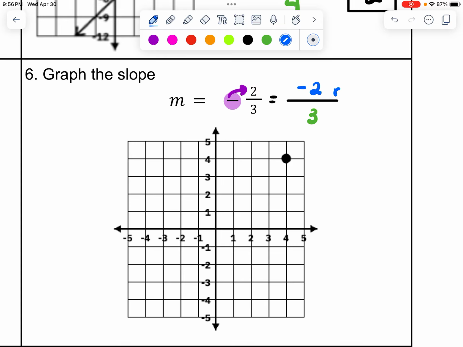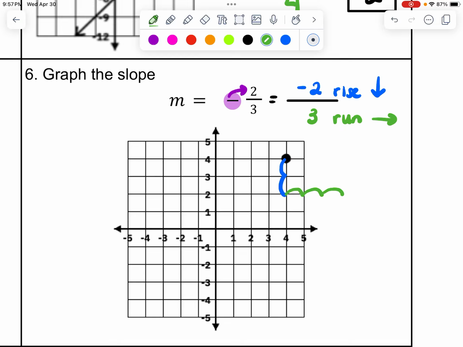Now the top number is my rise. That means we're going to go down 2 spaces instead of up because it's negative. The bottom number is my run, and we're always going to run to the right. We never run to the left. So starting from this point, I'm going to go down 1, 2, and then I'm going to run to the right 3. Now I know the graph is a little bit too small here.